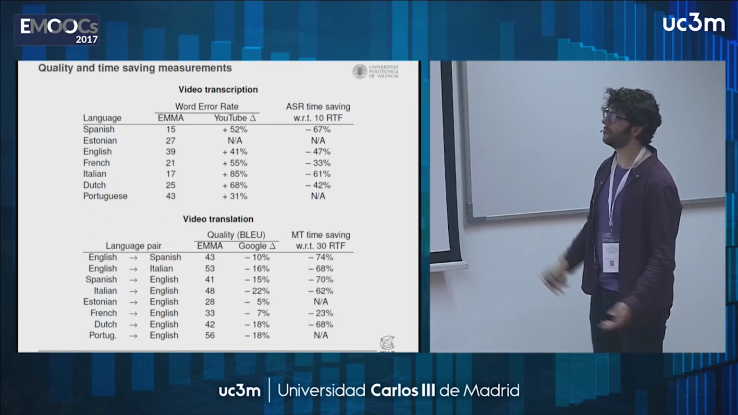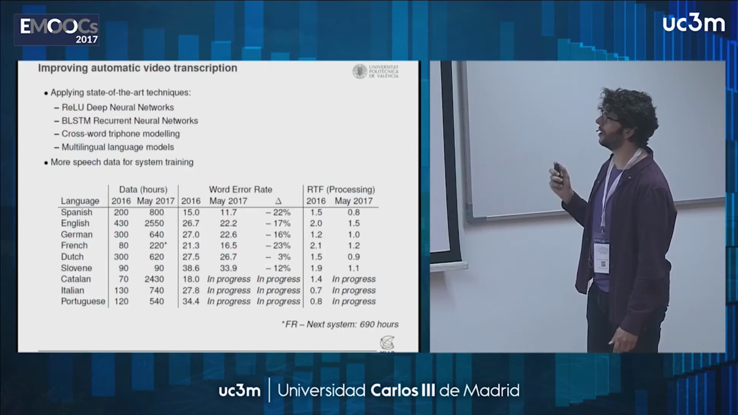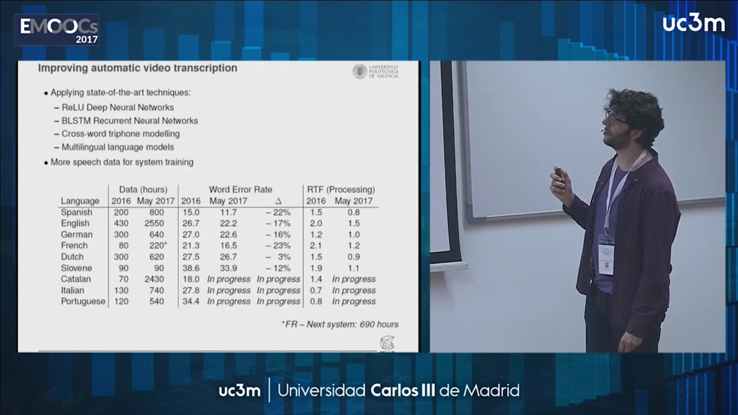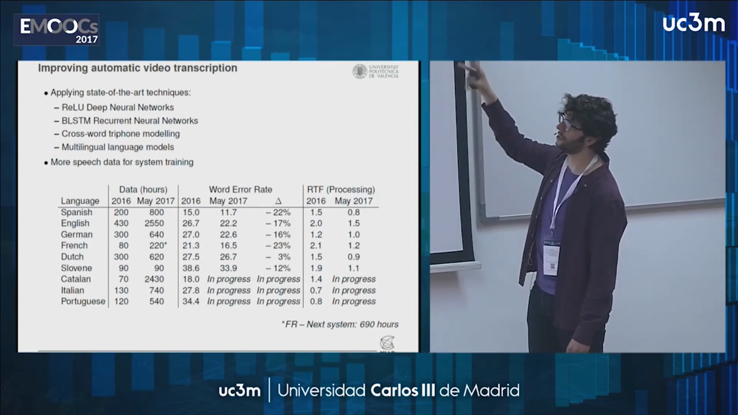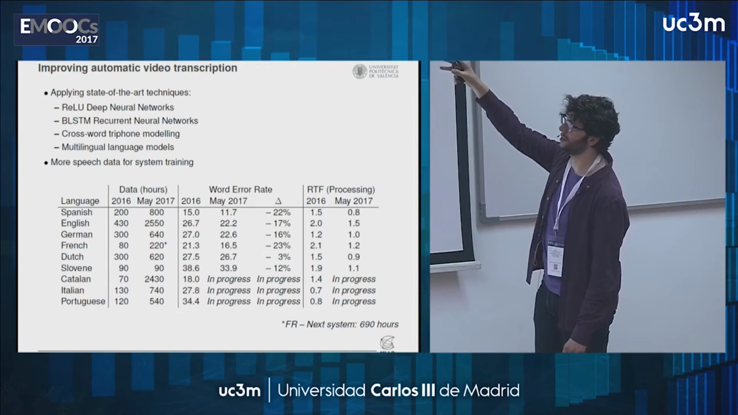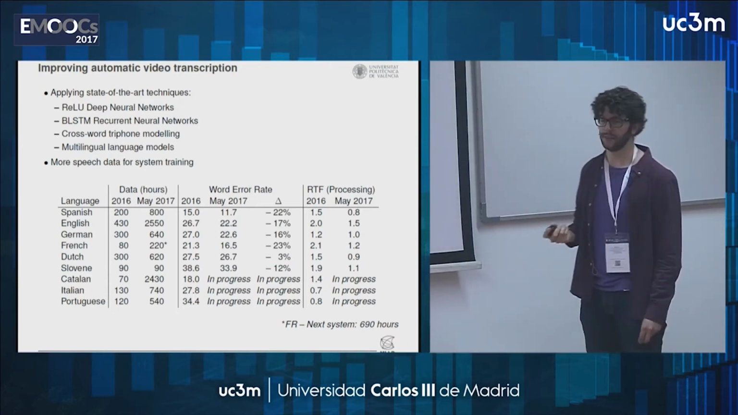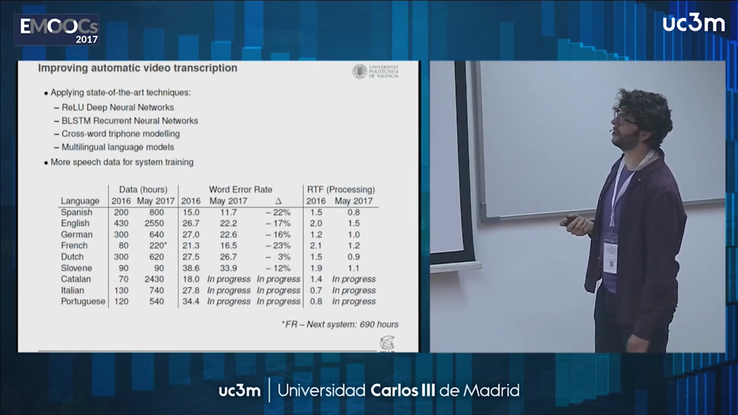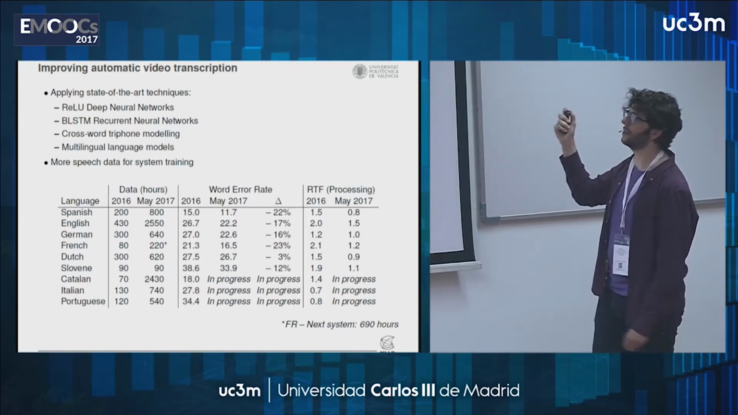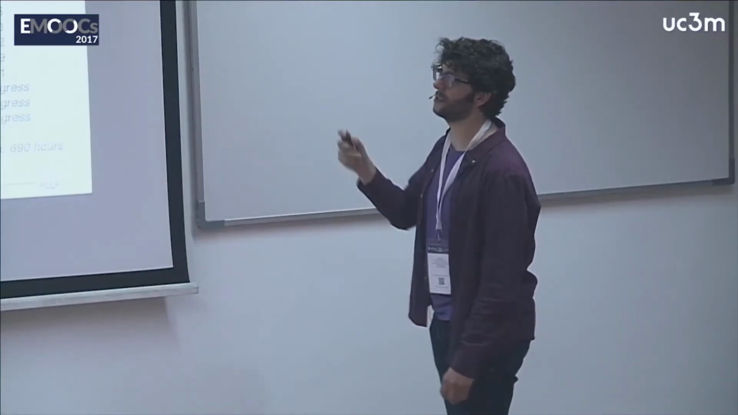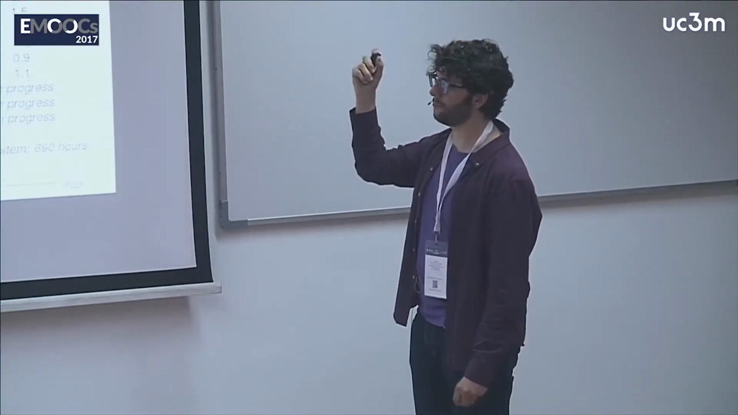Okay, so these measurements are from maybe a little bit more than a year ago. So in this time, YouTube and Google have surely been upgrading their systems, but we have too. And these are some of our most recent improvements. There are two sides to this, or several, but the most important ones are maybe first applying new state-of-the-art techniques for speech recognition. So deep neural networks, BLSTM recurrent neural networks, crossword triphone modeling. This is quite technical, but it's actually the state-of-the-art these days.